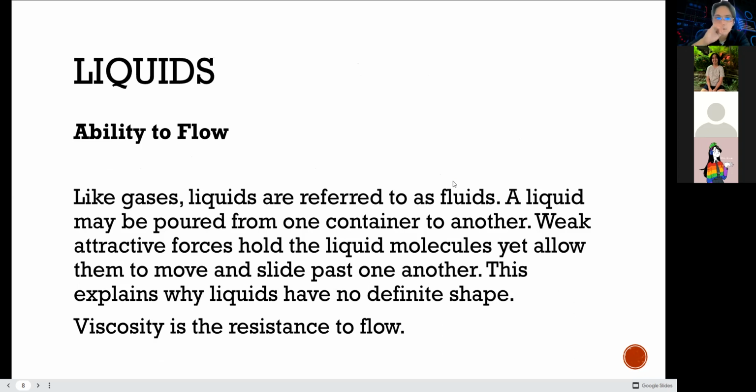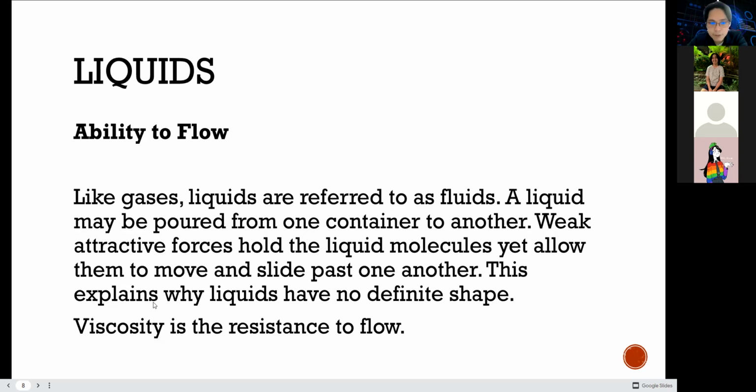Right. Let's move now to liquids. Liquids have the ability to flow, same as gas. Like gases, liquids are referred to as fluids. A liquid may be poured from one container to another. Weak attractive forces hold the liquid molecules, yet allow them to move and slide past one another. This explains why liquids have no definite shape. It depends upon your container.